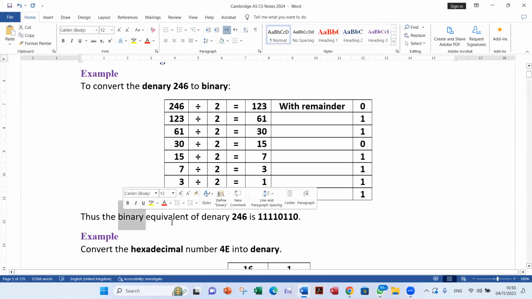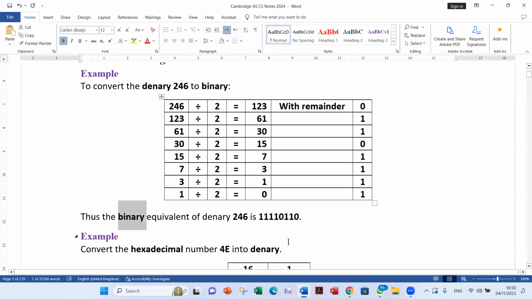So the binary equivalent of denary 246 is 11110. Okay, here I am representing the method of successive division. I don't like to use it. You would rather use the weights method. Already did that many times in the O level. Okay, now we come to hexadecimal.